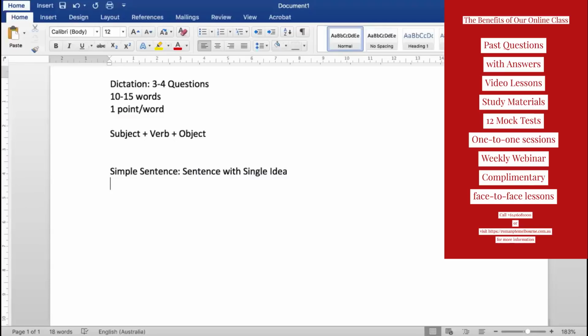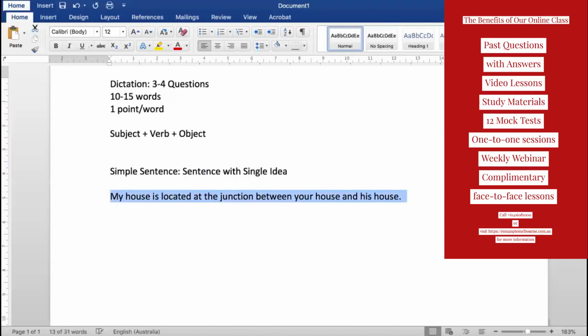Let me give you one example here. Let's say the sentence is this. My house is located at the junction between your house and his house. So you can see that the sentence itself is quite long, but if we look at the sentence carefully, this is just a simple sentence. Why? There is only one idea, that is location of the house. And here, my house, this is the subject, and is located, this is the verb.